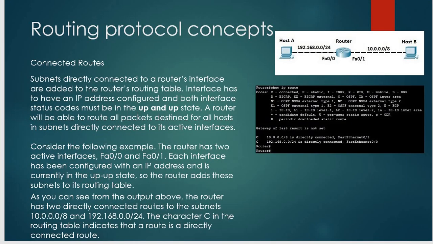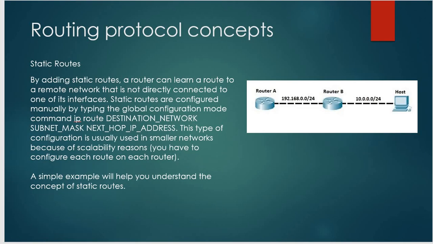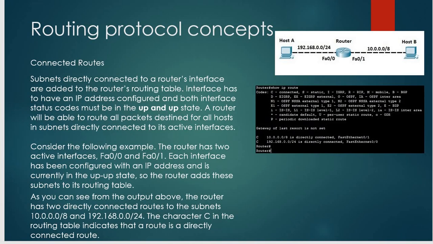Today we are going to learn regarding connected routes and static routes. Let's see this. What is a connected route? From the graphics, from the picture, let's see here. We have two hosts, host A and host B. The intermediate device is the router in between.